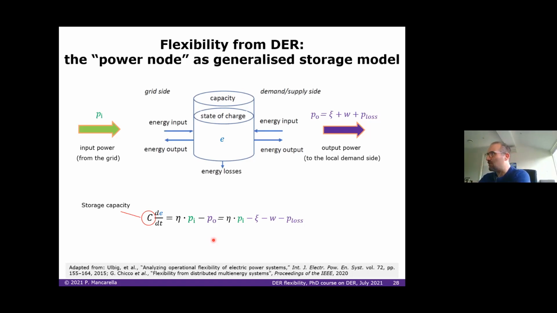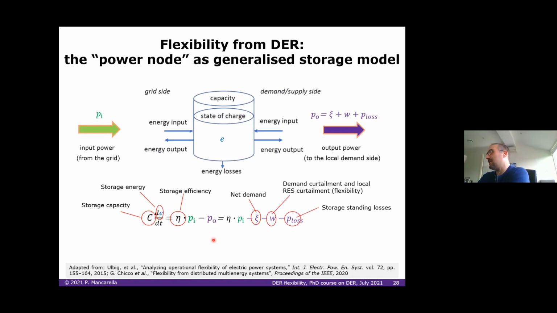There is some form of storage capacity, which can be related to the battery. There's, of course, storage energy. Then there is the efficiency of storage, charge and discharge. In this case, it's only associated with charging, but that's just a modeling assumption. And then there is a net demand. Then there is the curtailment, both in demand and resources. And then there are standing losses coming from storage.